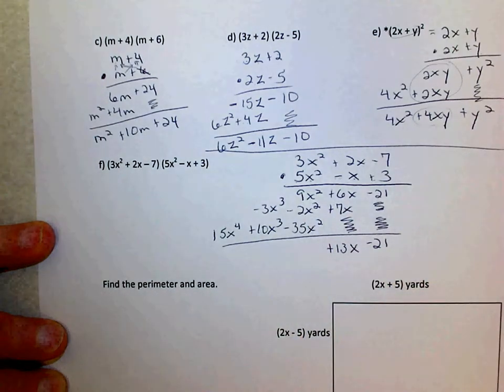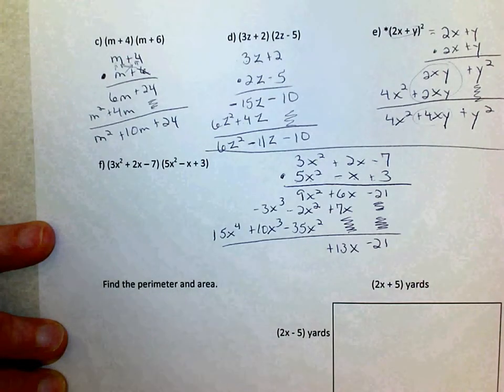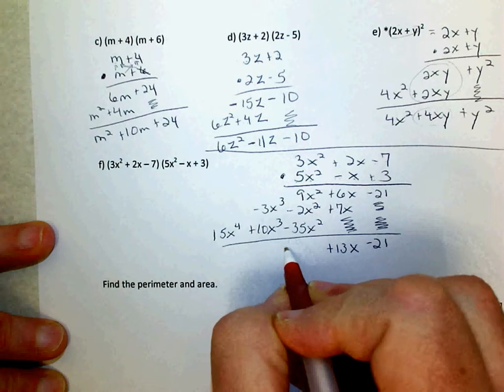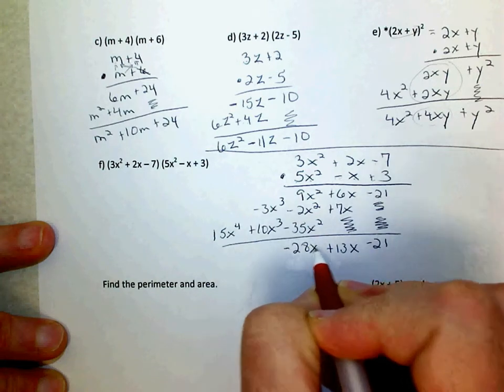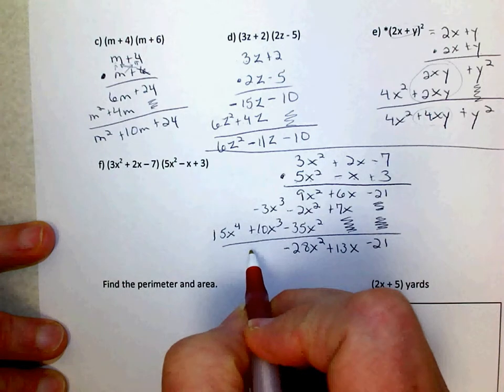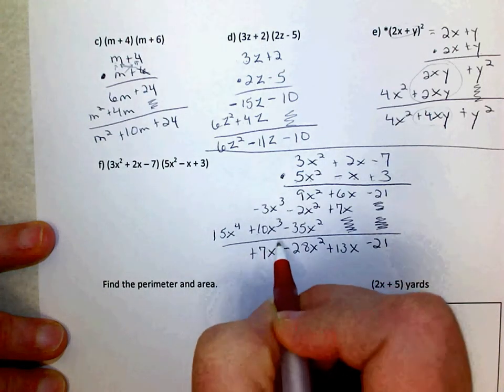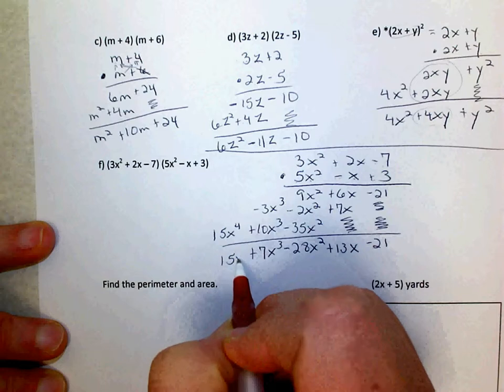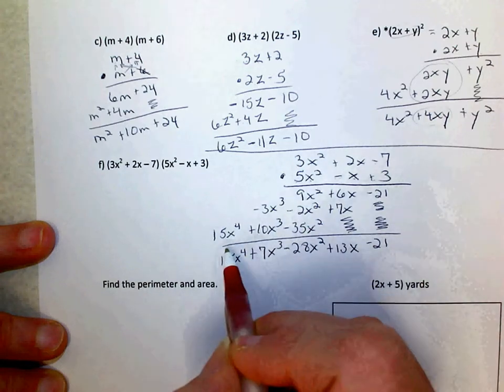So 9 minus 2 minus 35 gives us negative 28x squared, and 10 minus 3 gives us positive 7x cubed, and 15x to the 4. Now, is this a big fat ugly problem?